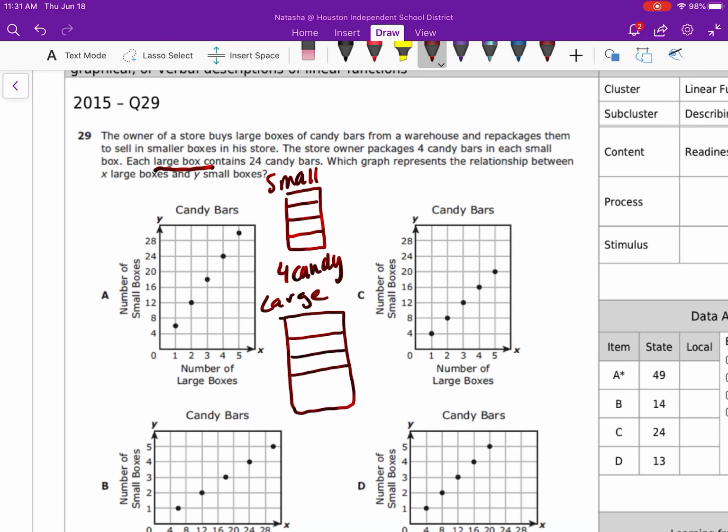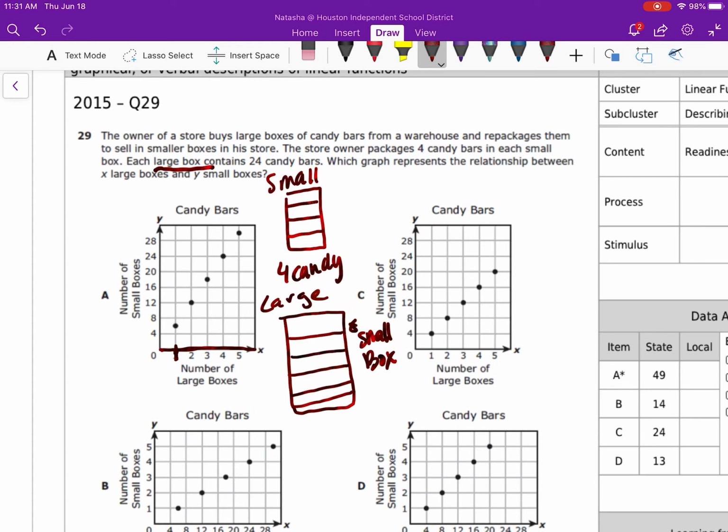1, 2, 3, 4, 5, 6. Oops, I need to do one more. 6. Okay. So we have 6 inside each one of those, that's a small box. So for every large box, because our x-axis is our large box, if I have one large box, I have 6 small boxes, or 6 candy bars, because one small box is 6.